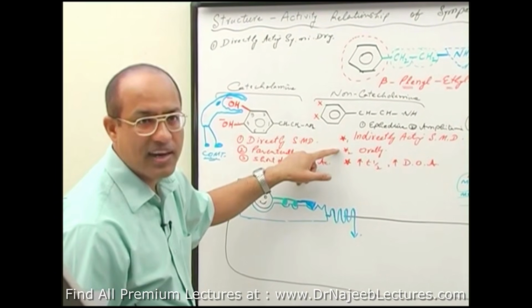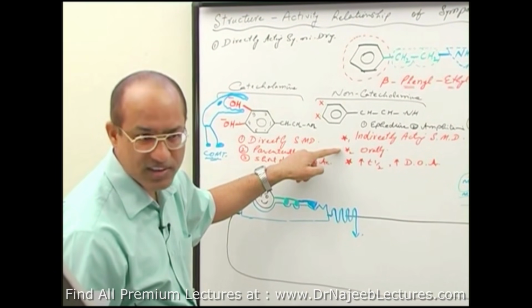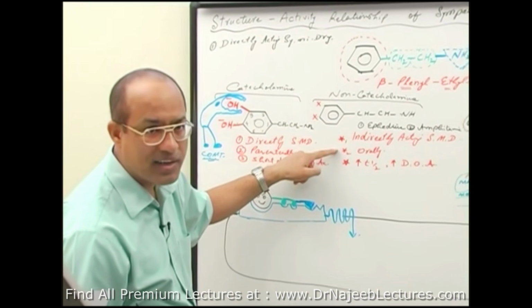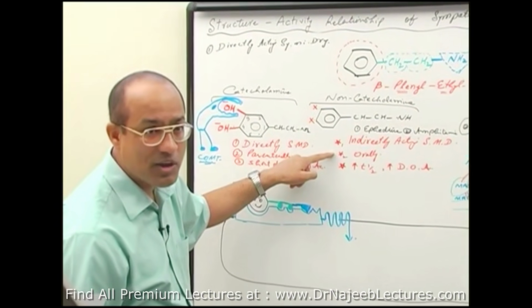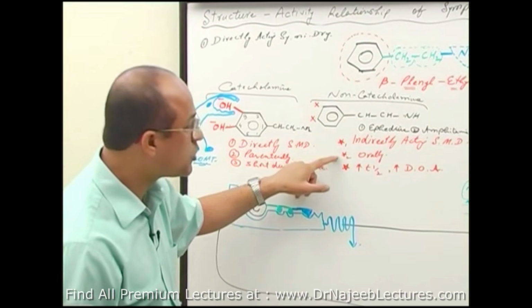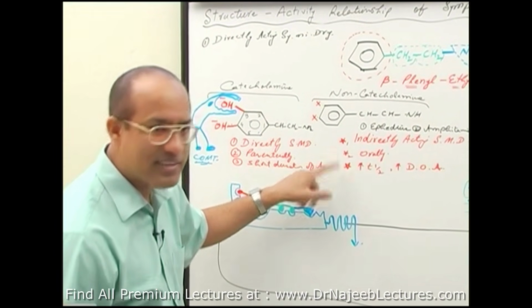Number two, they are less polar, so they are better absorbed from the GIT. Thirdly, because they don't have a catechol ring, they are not acted upon by COMT. So they have longer duration of action and better bioavailability, and they can be used orally. Is that right? Then another thing.